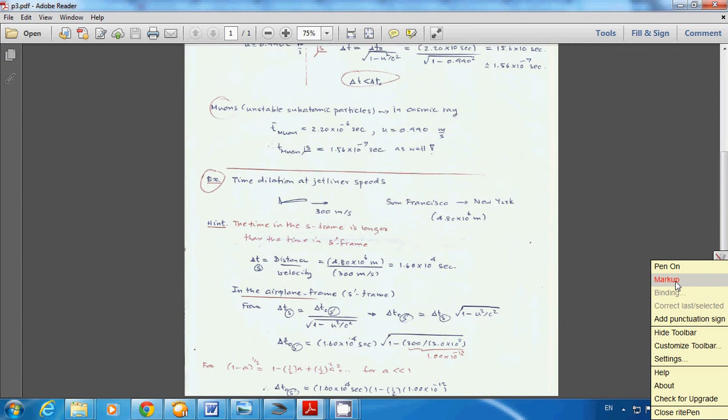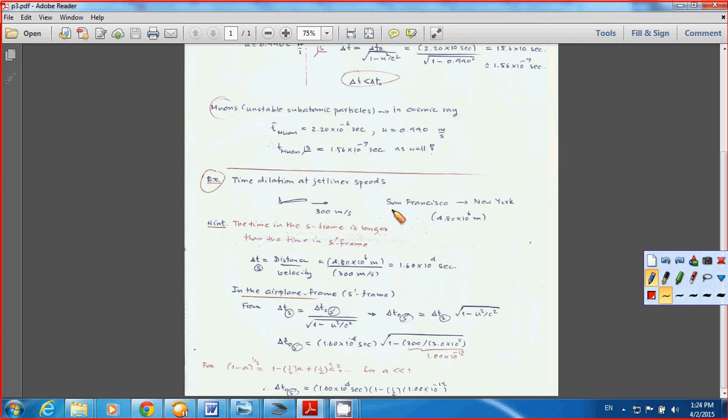And in this one also, you take a plane from San Francisco to New York, and the distance is about 4.8 times 10 to the 6 meters, and the plane is moving with the velocity 300 meters per second. And now you have to make your judgment. You already have the relation between the time in the S frame and the time in the S prime frame, or time dilation. What do you need to judge? You need to judge which one is going to be the proper time. Okay, so you can plug in that number.